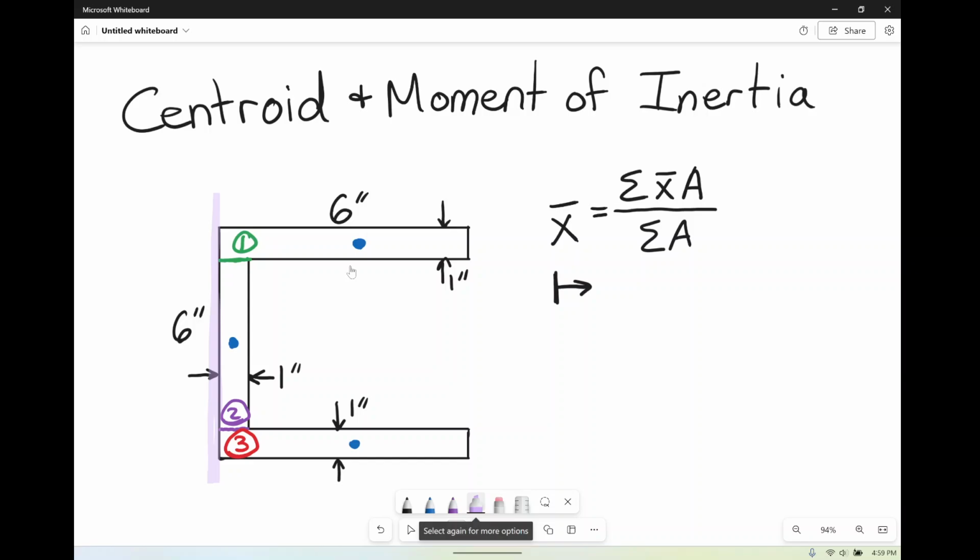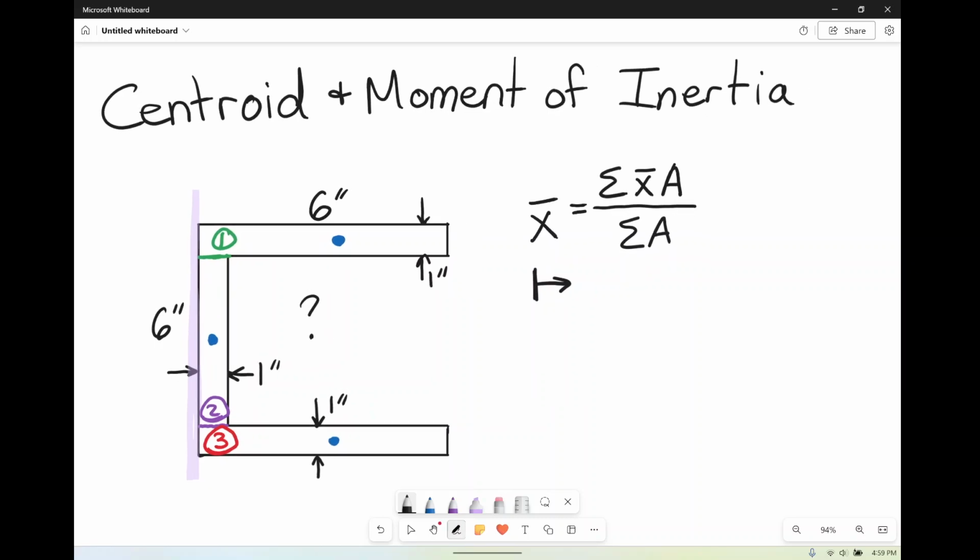So to find x bar, to find where the centroid of this shape is, we need to take the individual distances to their little blue dots, multiply by the area of the shape, and then divide by the total area. That's for the x direction. For the y direction, it's mostly the same. It's the summation of the individual y locations times their areas, divided by the total area.